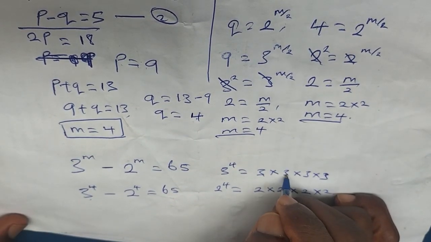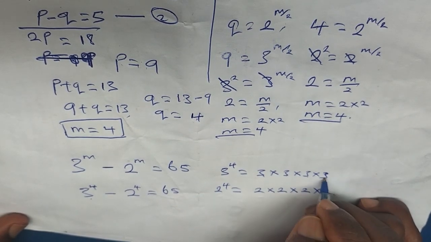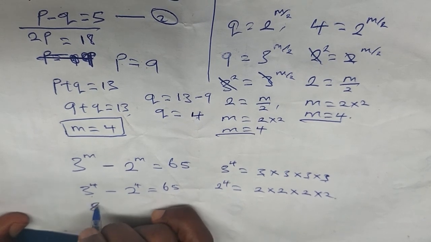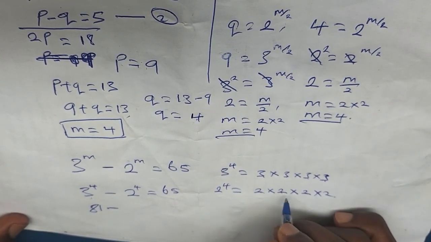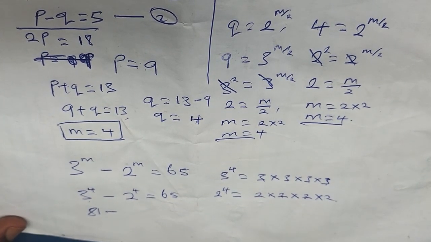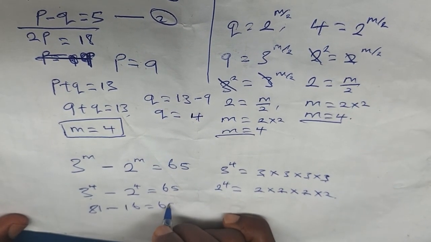And 3 times 3 is going to give us 9. 9 times 3 is going to give us 27. And 27 times 3 is going to give us 81. So in the place of 3 to the power of 4, we are writing 81, minus 2 times 2 is going to give us 4. 4 times 2 is going to give us 8. And 8 times 2 is going to give us 16. Okay? So in the place of 2 to the power of 4, we are writing 16, is equal to 65.